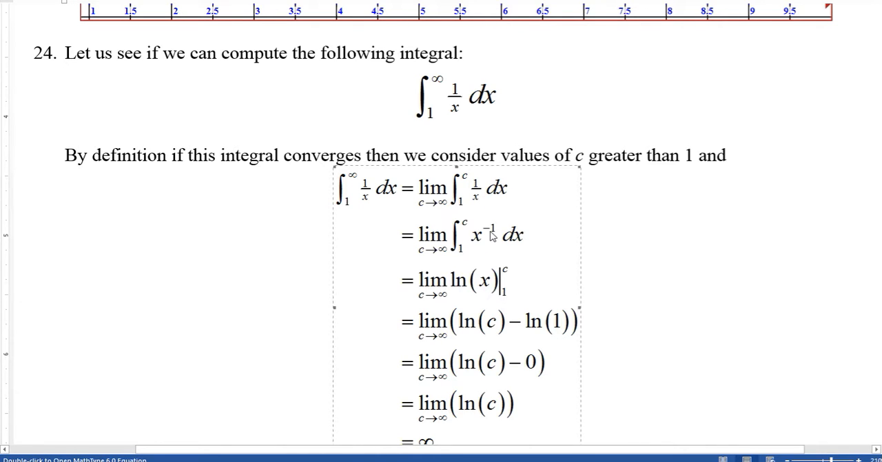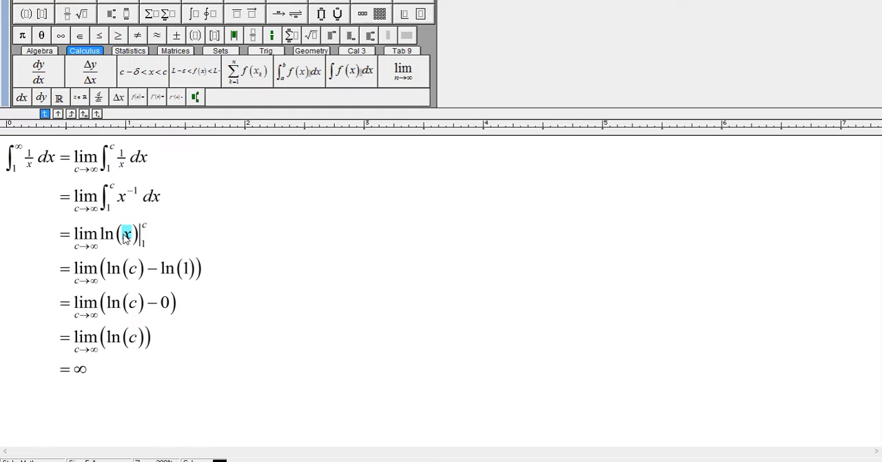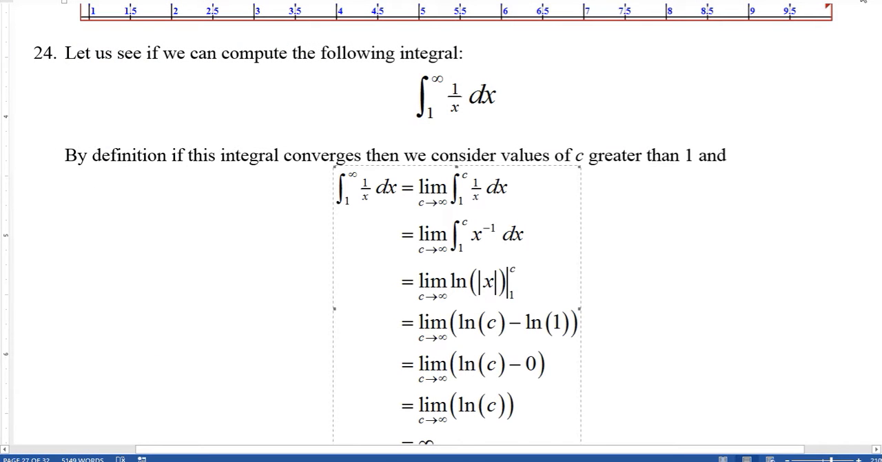1 over x is x to the negative 1. We apply our rule here, but the antiderivative of 1 over x, or x to the negative 1, whichever way you think of it, is the natural logarithm of x. Actually, that should say the natural logarithm of the absolute value of x. Of course, it doesn't really matter, because c is above 1, so it's definitely positive. Both 1 and c and all the values in between are positive.